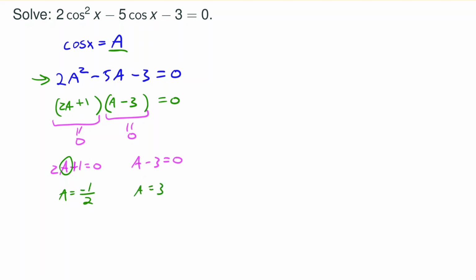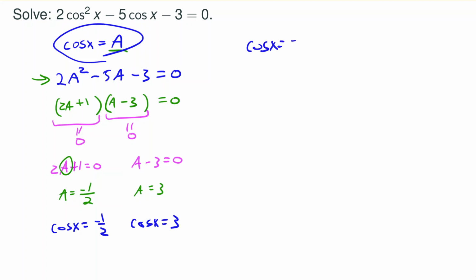So once you come this far, then we put back what a was. A is cosine x. So cosine x equals -1/2, cosine x equals 3. So we have two equations. So let me write it here. Cosine x equals -1/2, cosine x equals 3. So we're finding the angles that will make each of these equations true, which will make this equation true.